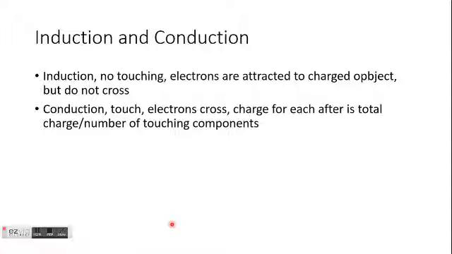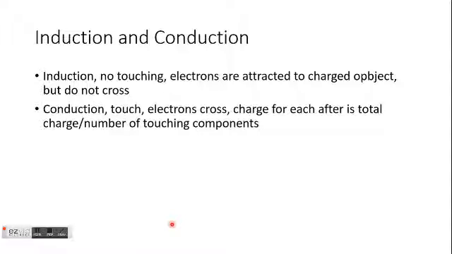Okay, so induction and conduction. This is the other part of electrostatics. Induction is when an electrically charged object is brought close to an uncharged object, but they don't touch. And so the electrons in the uncharged object are attracted to the ones in the charged object, but they can't jump across. Whereas in conduction, they do touch, and so what happens is the electrically charged object's charge is halved, and it crosses over into the uncharged object.